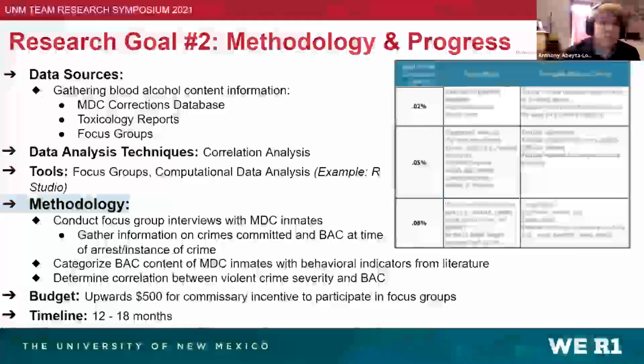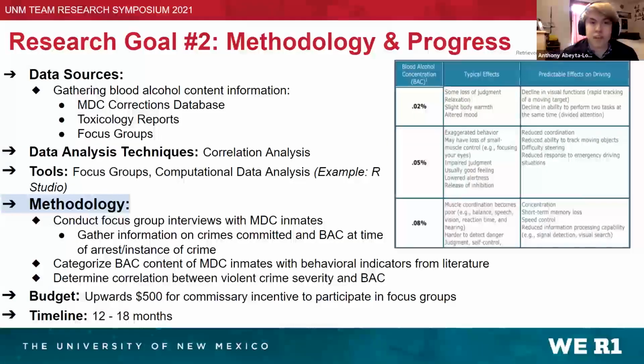Our primary data sources for research goal number 2 will be the MDC corrections database, toxicology reports, and focus groups in order to obtain information regarding blood alcohol content and violent crime occurrence. In order to conduct this study, we hope to conduct focus group interviews with MDC inmates to gather information on their crimes committed and BAC at time of arrest or instance of crime.